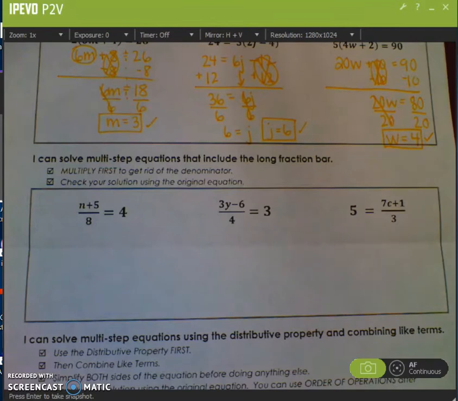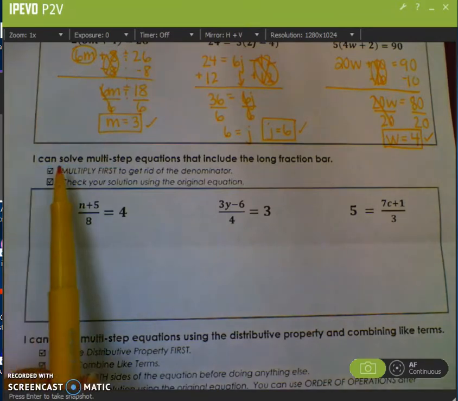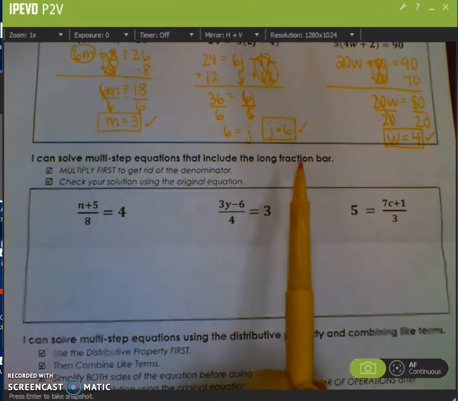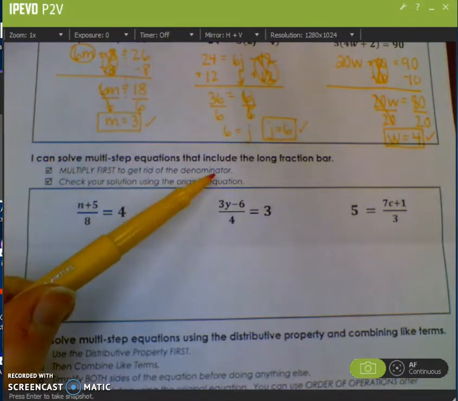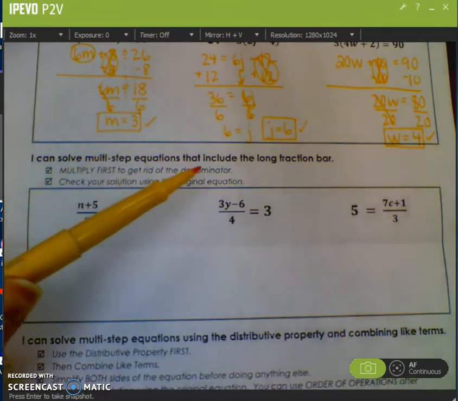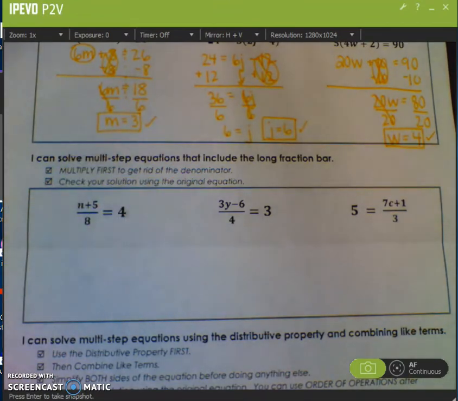The next learning target that we're going to focus on today is: I can solve multi-step equations that include the long fraction bar. Our first step is going to be multiply first to get rid of the denominator. Then we're going to check our solution after we've done the rest of the steps.